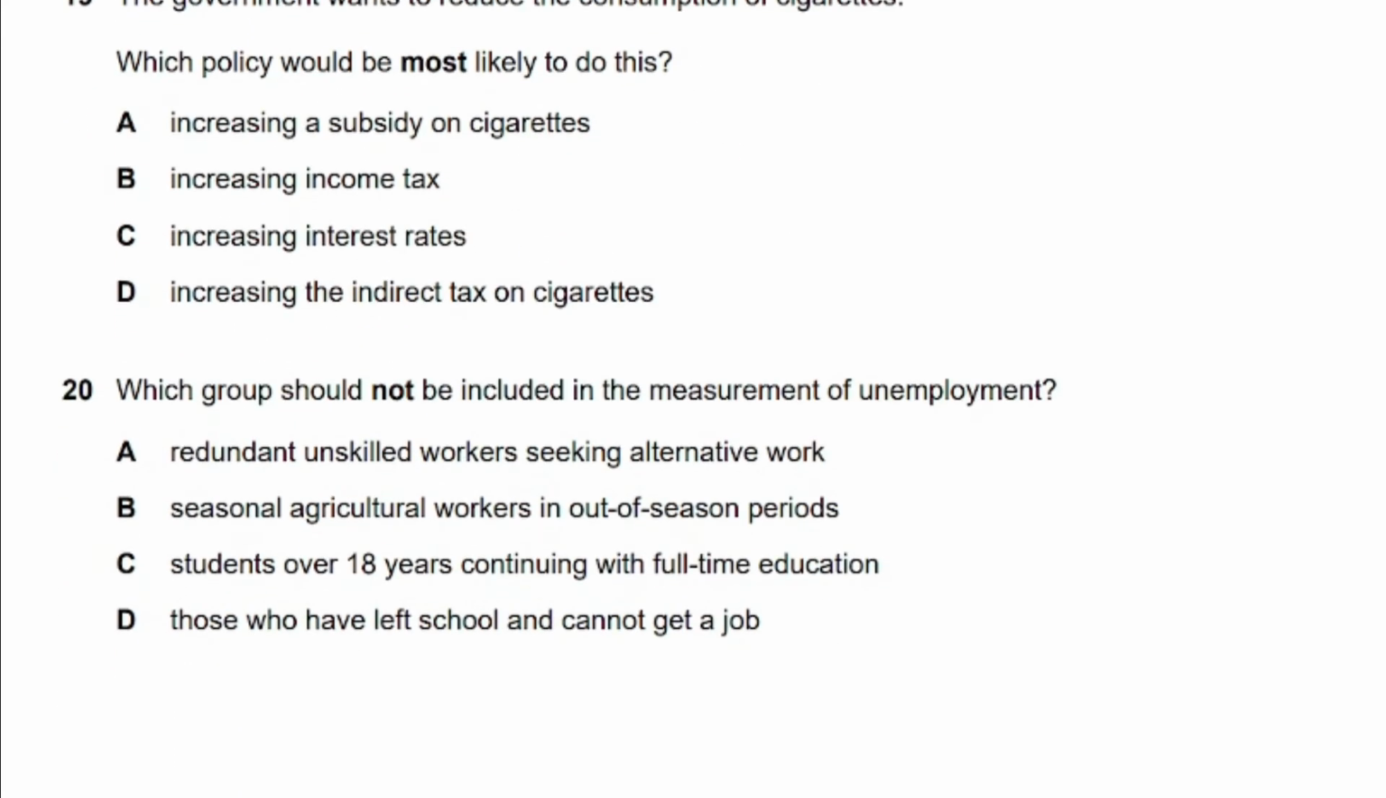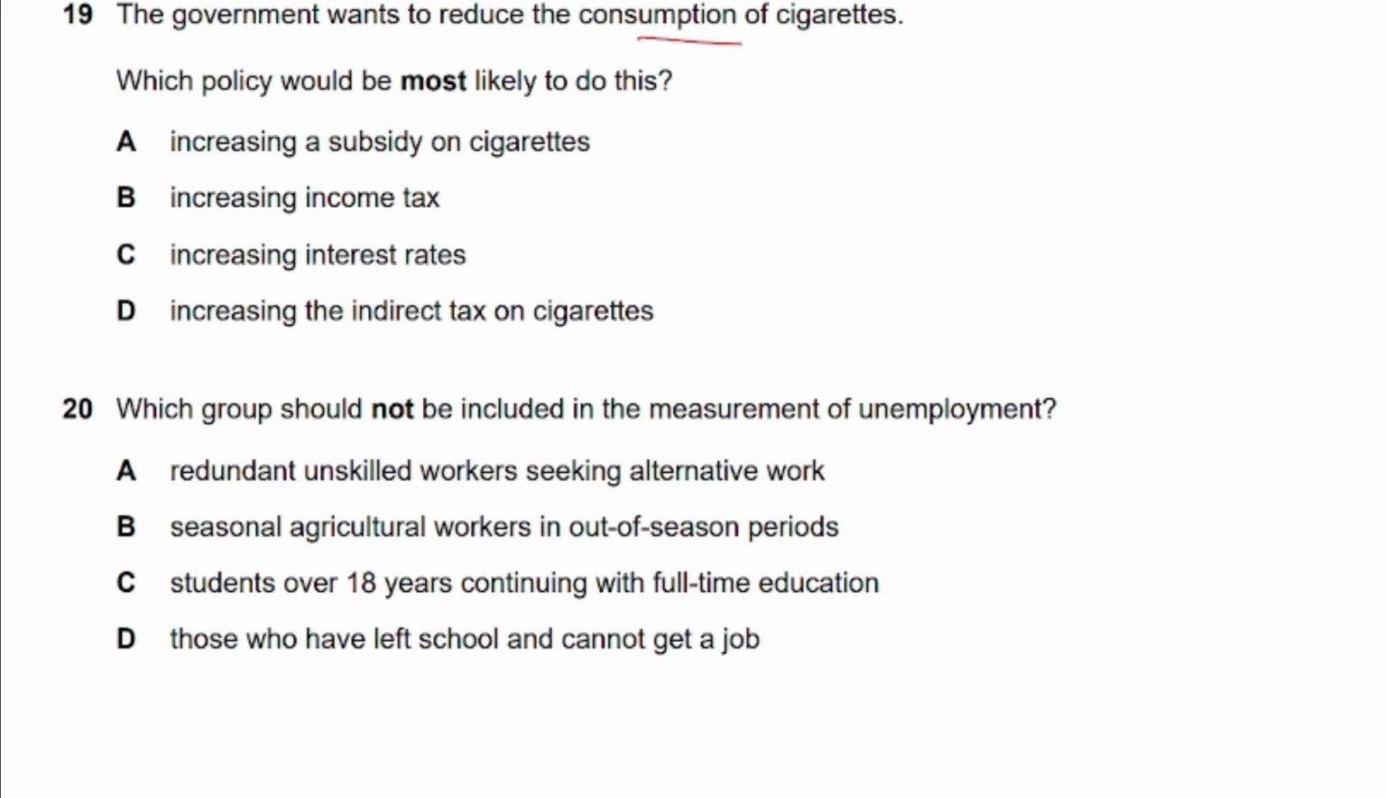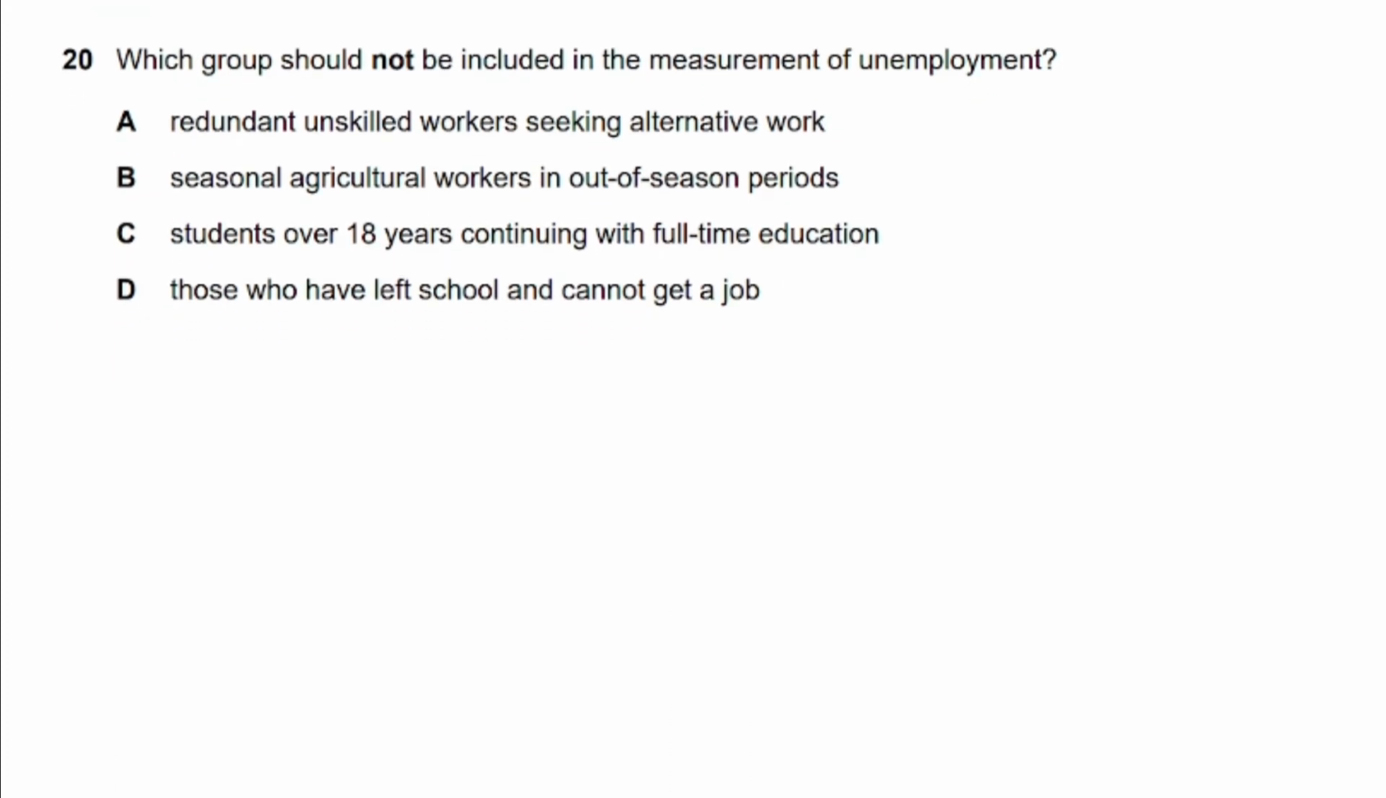Question number 19: the government wants to reduce consumption of cigarettes. What policy is most likely to do this? An increase in indirect tax on cigarettes will increase the price of cigarettes, so many people will stop buying them.